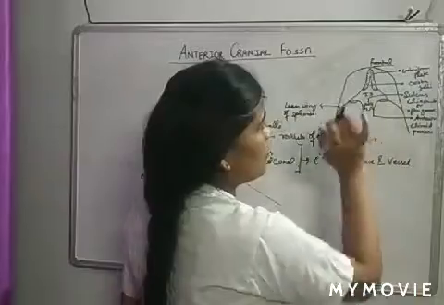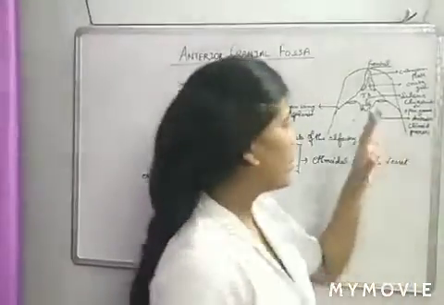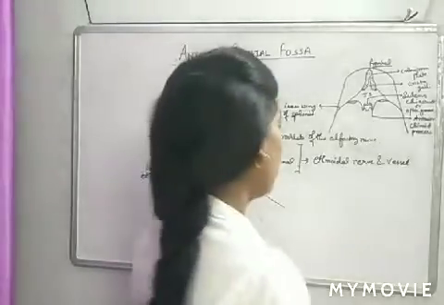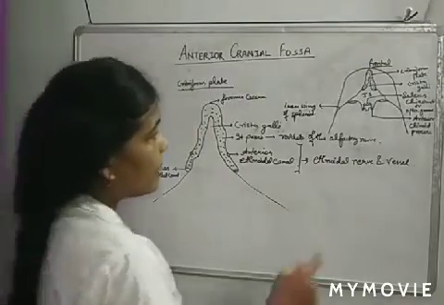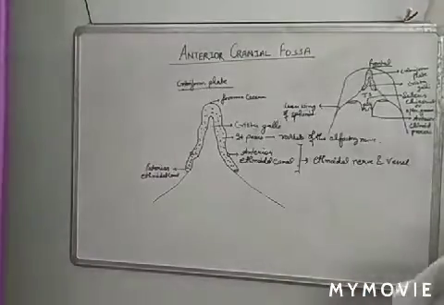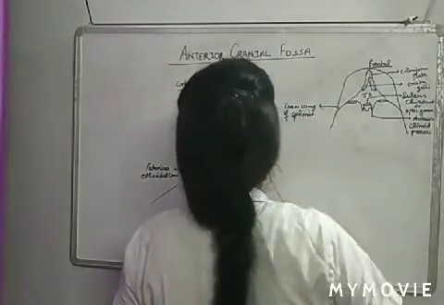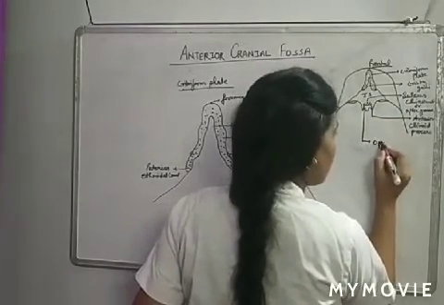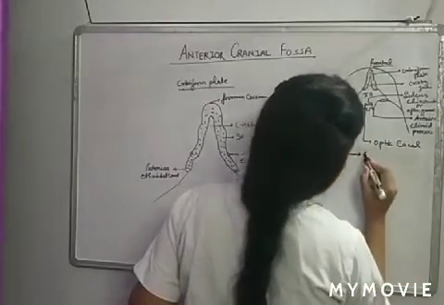Then the jugum sphenoidale. The jugum sphenoidale is the anterior part of the body of the sphenoid. It separates the anterior cranial fossa from the sphenoidal sinuses. Then there is the optic canal. This is the optic canal and the superior orbital fissure.